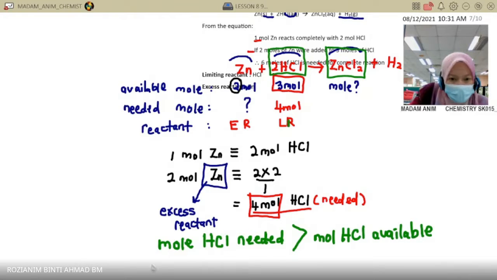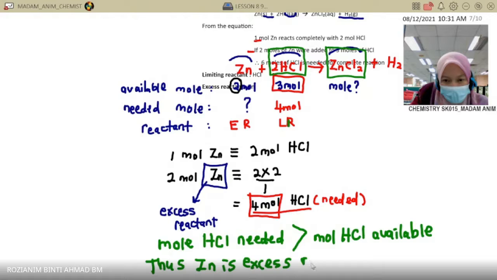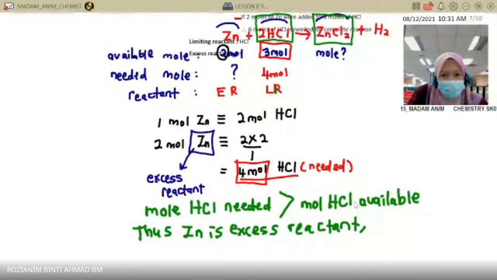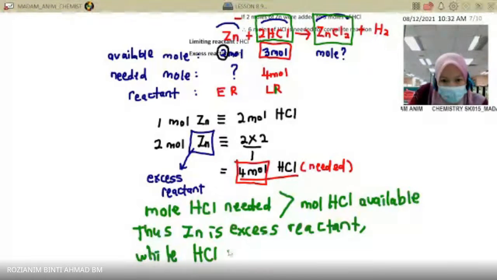So, thus, siapa kita boleh jumpa? Zinc sekarang ni. So, zinc is excess reactant. While, sebab pair dia mesti ada excess, satu lagi mesti limit. So, siapa limiting reactant? Kalau zinc adalah excess, so hydrochloric lah sebagai limiting reactant. So, while hydrochloric acid is limiting reactant.